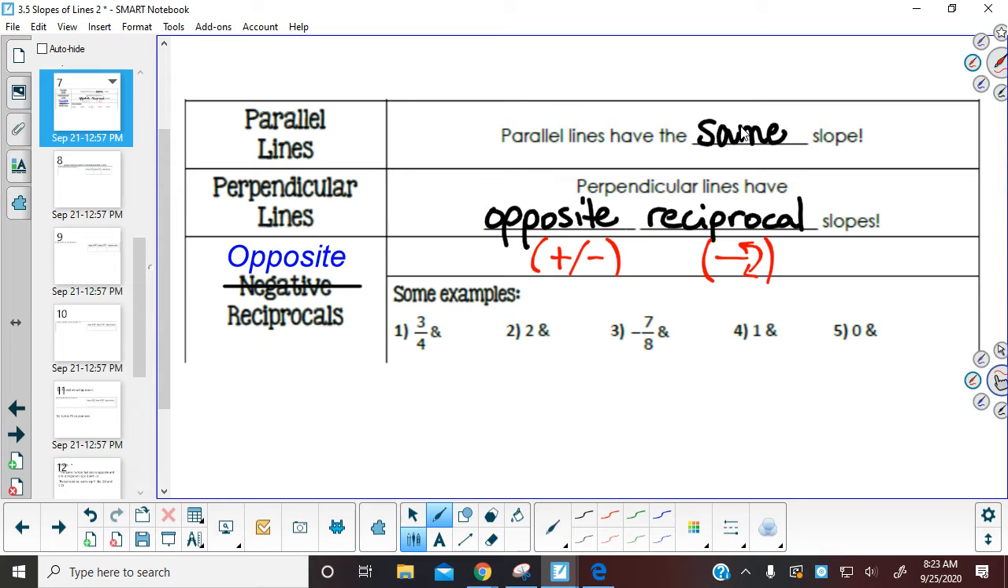So some examples would be 3/4, the reciprocal part would make it 4/3, but then since it's positive, we're going to change that to a negative. 2, anytime you have a whole number, think of it as being over 1. So therefore, we are going to change that to -1/2. And again, since it starts as positive, your opposite reciprocal would be negative. Negative 7/8 becomes positive 8/7. 1, again, put that over a 1. And when you flip that, it still becomes 1, but it's going to become a -1 because of that opposite piece.